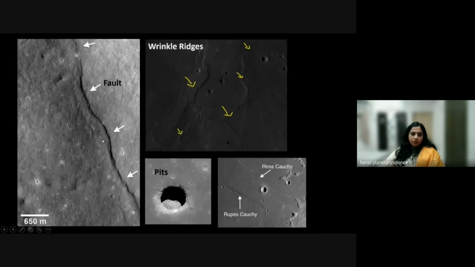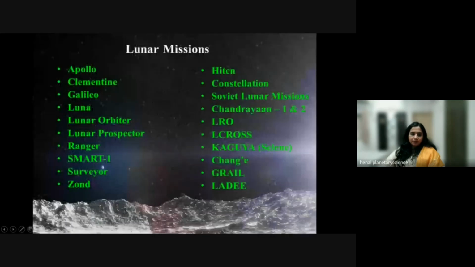These are the fault planes present on the surface: wrinkle ridges, pits, faults, and rilles are here, like Rima Cauchy and Rupes Cauchy. These are the lunar missions. These are the names of the lunar missions that have been launched worldwide up to now.